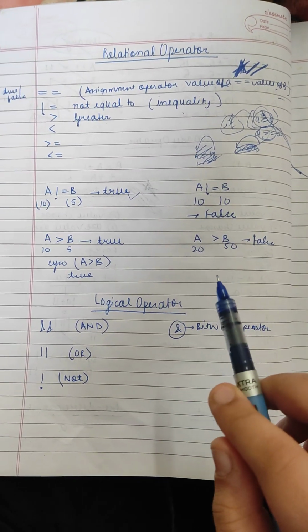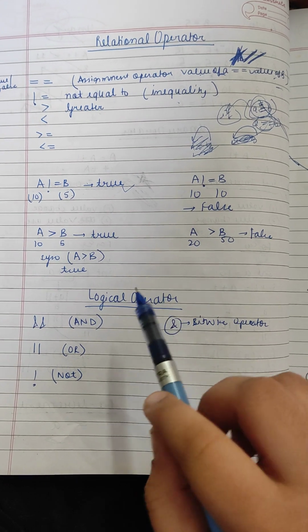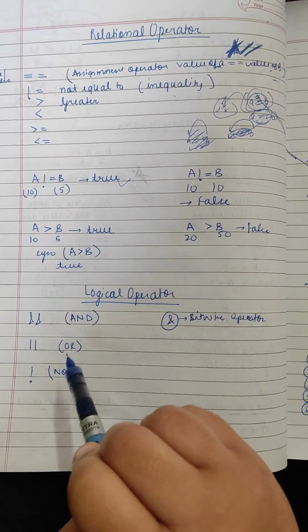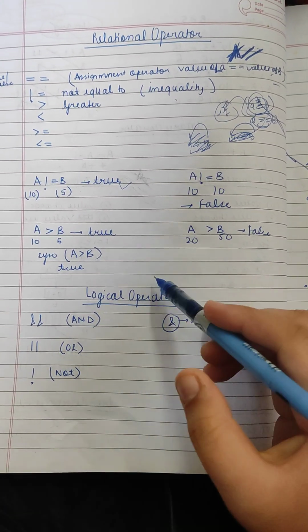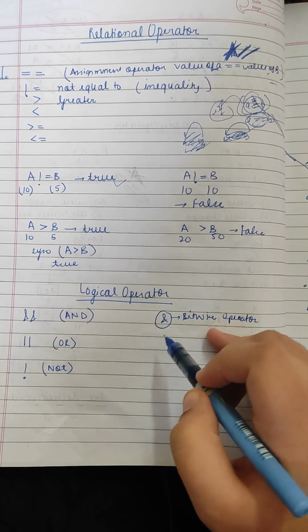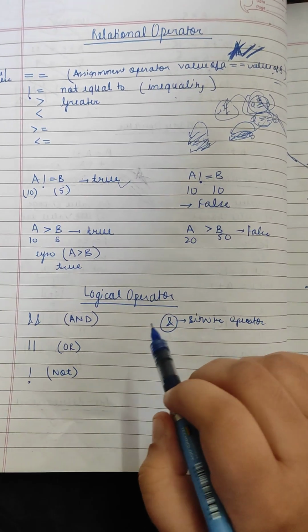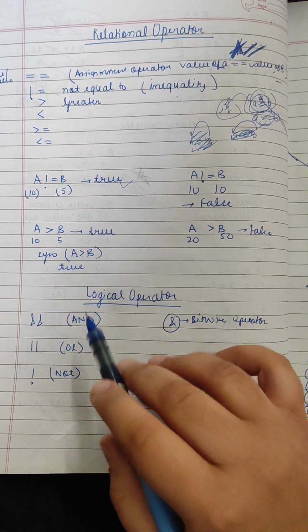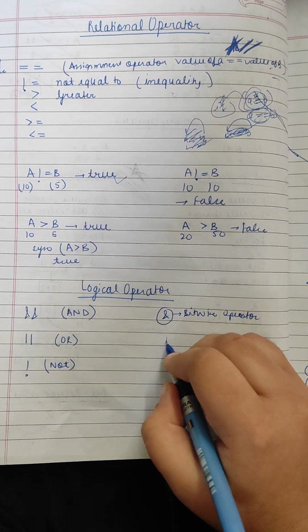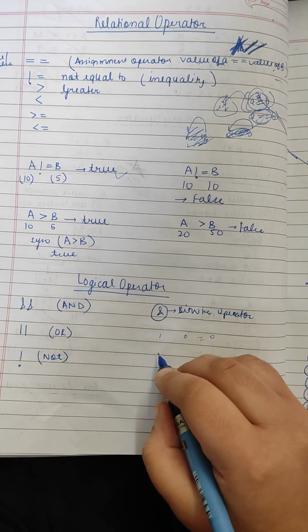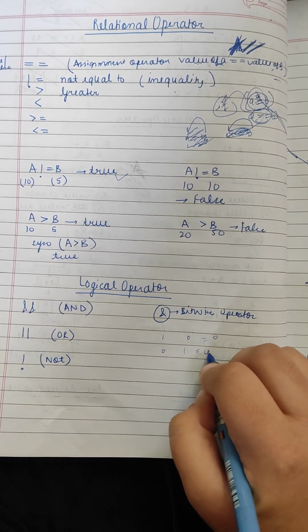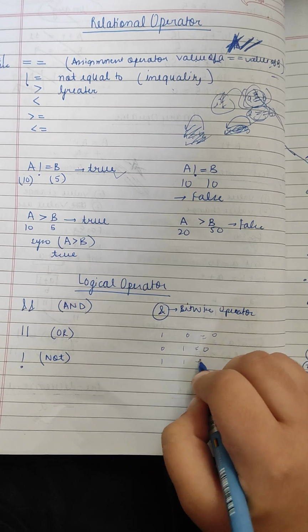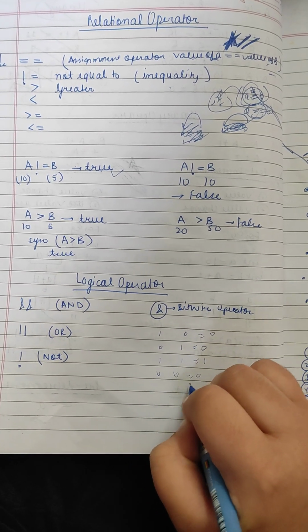Then the third operator we're moving to is the logical operator. Logical operators mean and, or, not, which we already know. We have made a truth table. In the AND table, if you have 1 and 0 then you get 0, if you have 0 and 1 you also get 0, if you have 1 and 1 you get 1, and 0 and 0 gives 0.